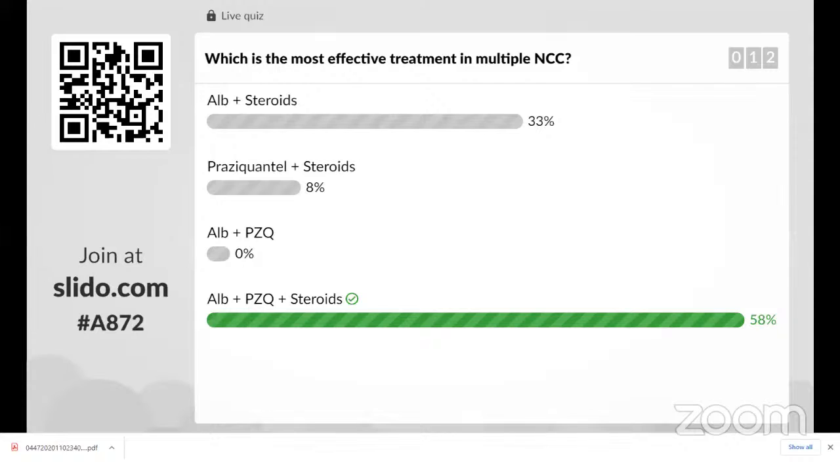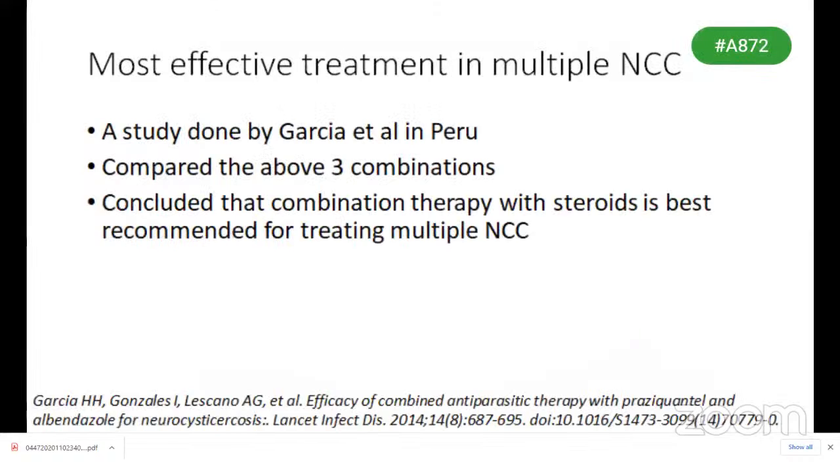Remember, we are talking here about multiple cysticerci, not about single lesion. And there is evidence for this. It was a study done by Hugo Garcia from Peru, which is probably a center which is doing the maximum studies of multiple cysticerci. His center has a large number of patients with cysticerci. And he says that every day probably he admits at least 3 patients of neurocysticercosis. So he has done a large amount of work in neurocysticercosis. And he compared these 3 regimens. And then he concluded that the combination therapy with steroid plus albendazole plus praziquantel is the best therapy. So the triple therapy probably is the answer if you have multiple neurocysticercosis.